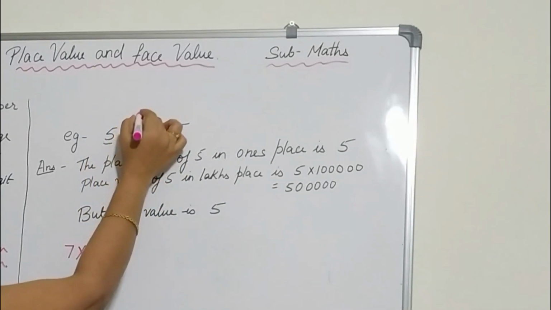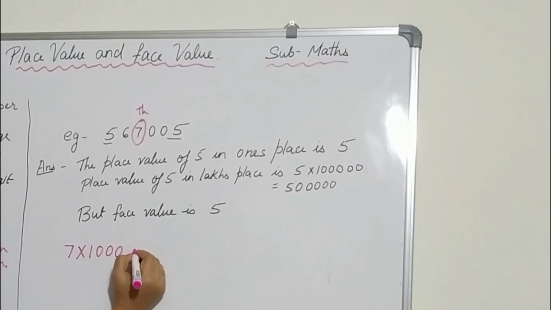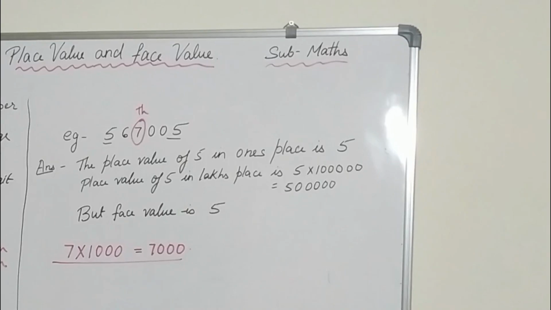It is placed in the thousand place. So the place value will be 7 into 1000, that is 7000 is the place value of 7. And we have to find the place value of 0.